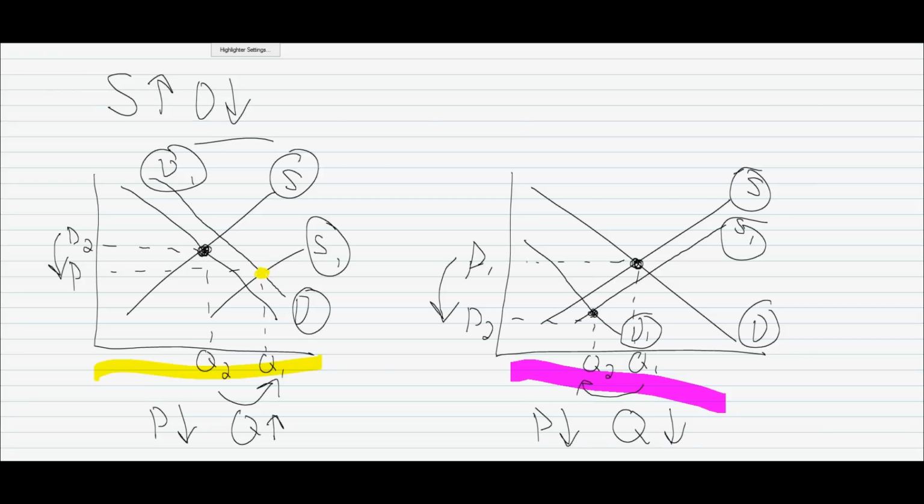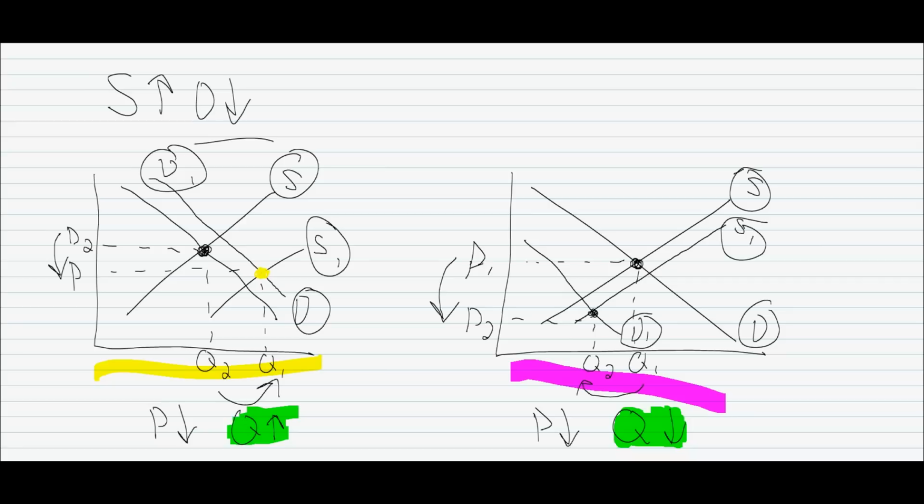Now, you may have noticed already, but look at this. In both graphs, the price decreases, but in this graph, the quantity increases, and in this graph, the quantity decreases. That's kind of weird, right? It's the same thing, an increase in supply but a decrease in demand, yet the quantity change is different in both graphs.